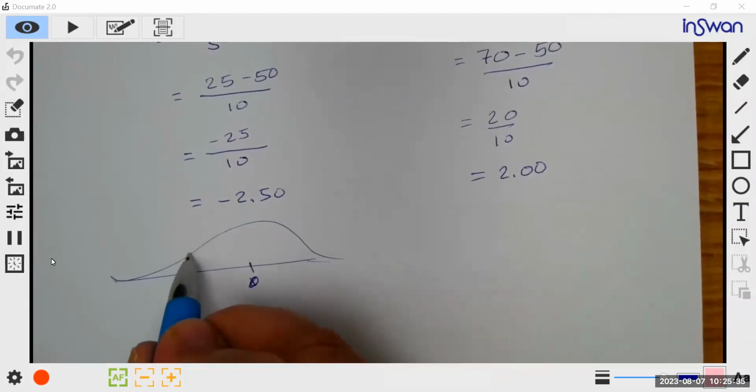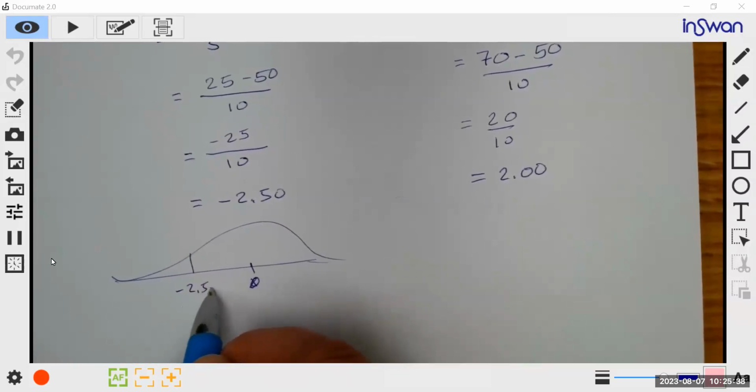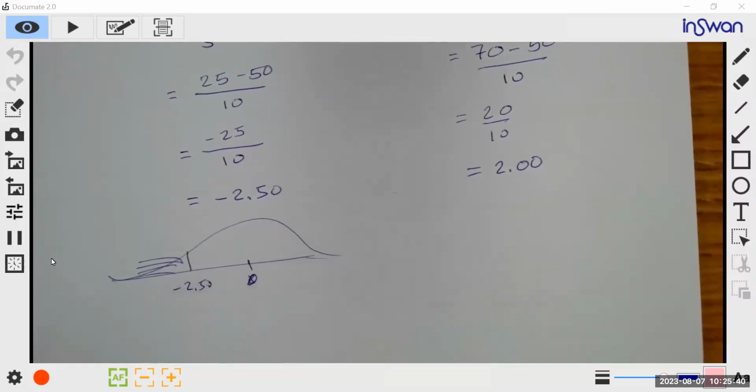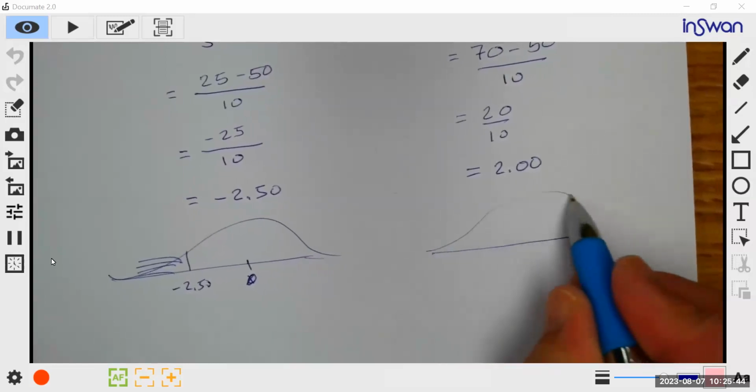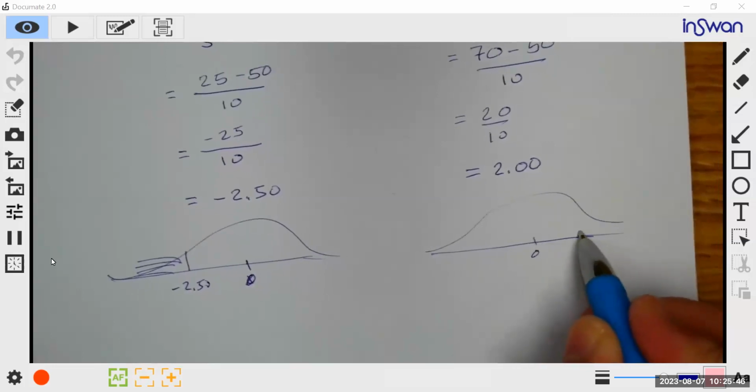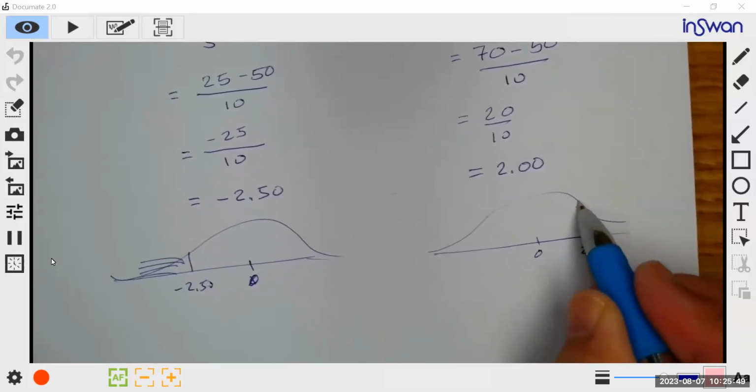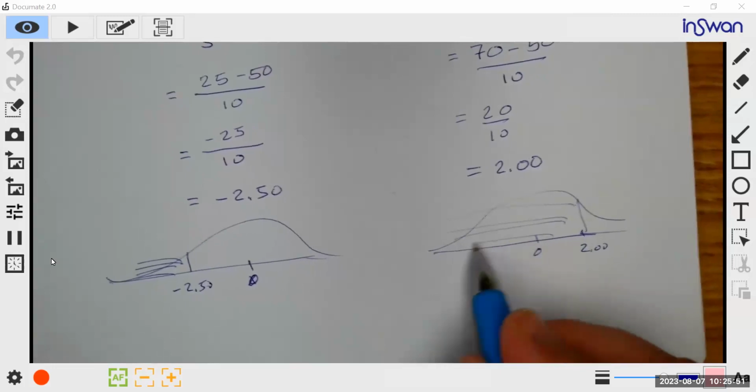So that's 0, and this is negative 2.50. We're going to find this area here on the chart. Then this area here will be at 2.00. It's going to find this whole area.